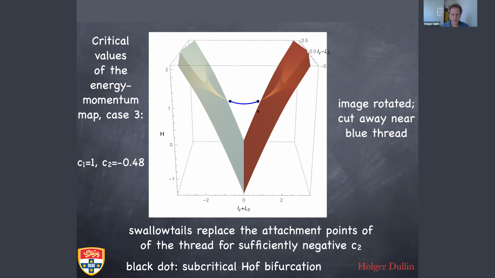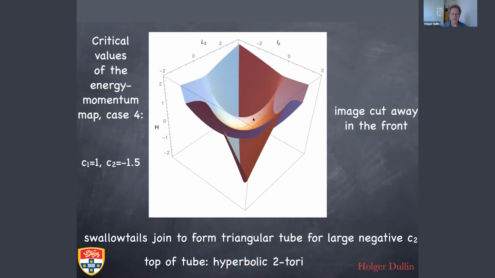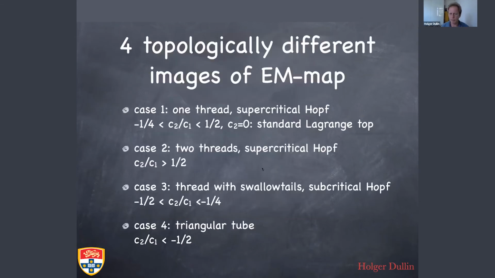Okay, and now if we make C2 even more negative, then these swallowtails grow together and form a triangular tube, if you want. We still have this big surface outside, which goes to infinity, but we always cut it off. Here we also cut off some part of the surface looking at us, so that you can look inside, and you see this triangular tube. The top surface of that tube corresponds to hyperbolic 2-tori, so unstable motions, while the bottoms are stable.